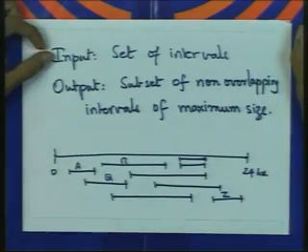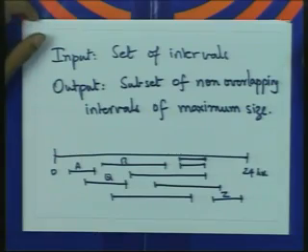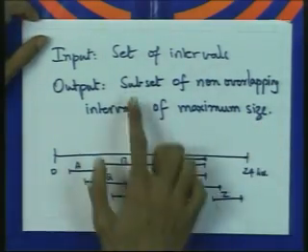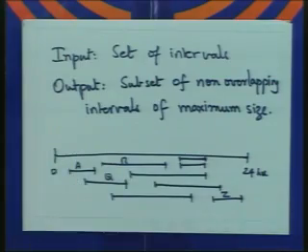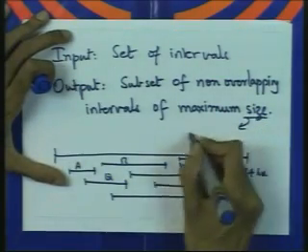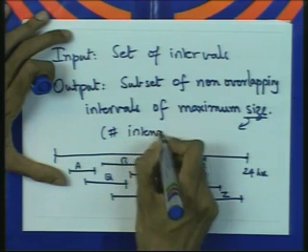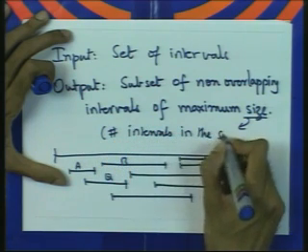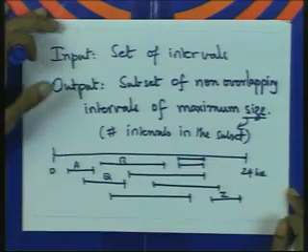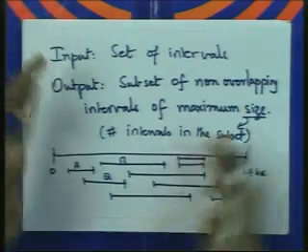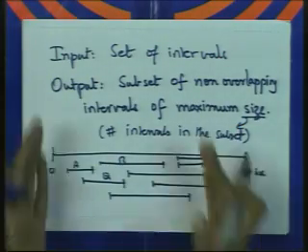You're given a set of intervals. You want a subset of non-overlapping intervals of maximum size. By maximum size I mean the size of the subset, which means the number of intervals in the subset. That should be maximum. So for instance, here if I can pick 4 intervals, then that's better than picking 3 intervals, even though the 3 intervals may be longer. That's not our goal. Our goal is to pick numbers. As many intervals as I can schedule, I should pick. That's the problem.